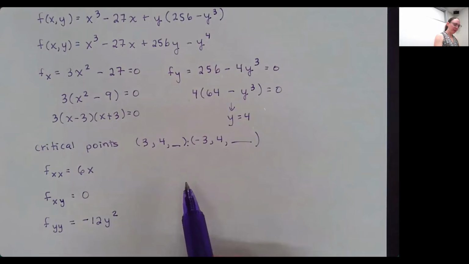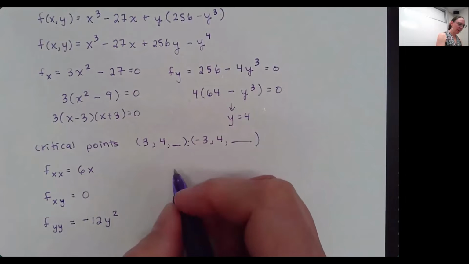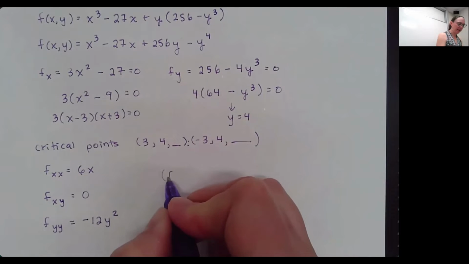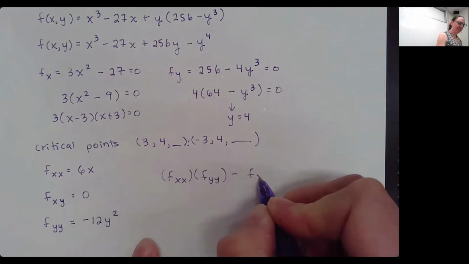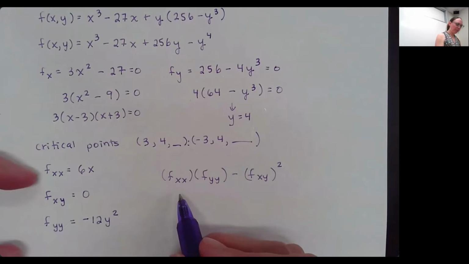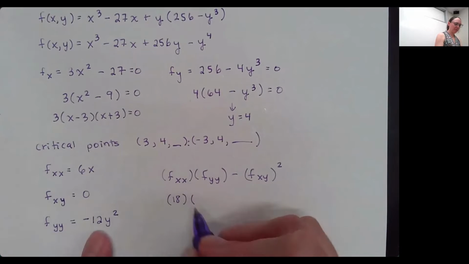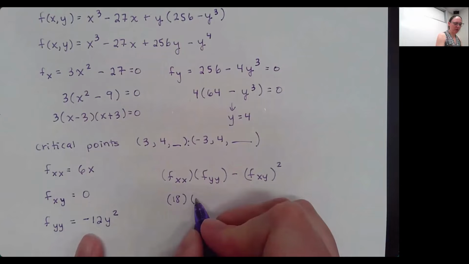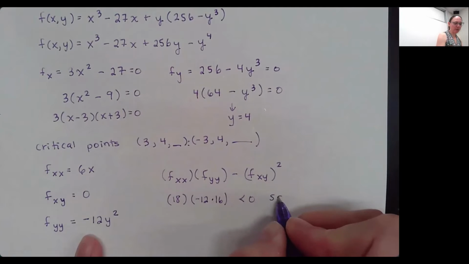So if I am at the point (3, 4), then my Hessian, or the determinant of the matrix I didn't actually write, that part's 0 regardless of the point that I'm at. But at (3, 4), this would look like 18 times -12 times 16. I'm not even going to worry about calculating that. Regardless, it's going to be something negative. So I know that that's giving me a saddle point.